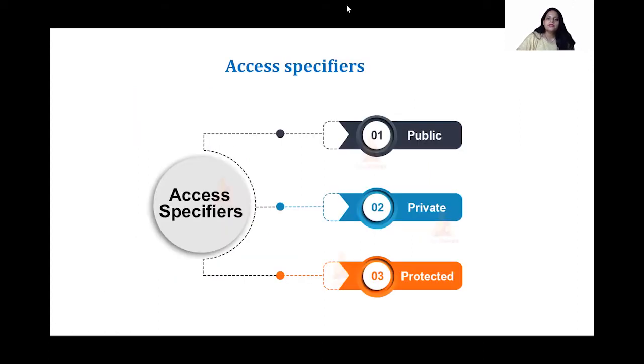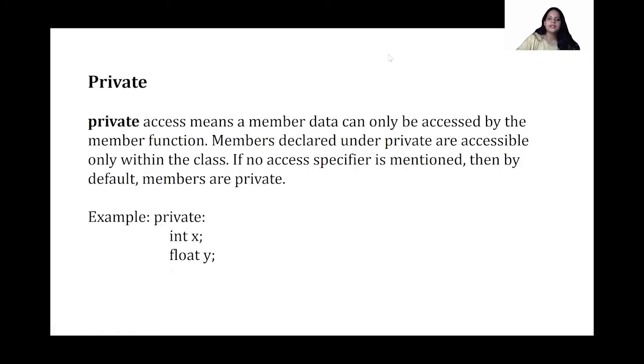So these are the access specifiers. We saw what the general structure of a class is and how to declare a class. Now let us see access specifiers one by one. We have three types of access specifiers: public, private, and protected. Let's see them one by one with an example. First we have private. What is this? A private access means a data member can only be accessed by the member function. This is important. Members declared under private are accessible only within the class. So if no access specifier is mentioned, then by default members are private, right?